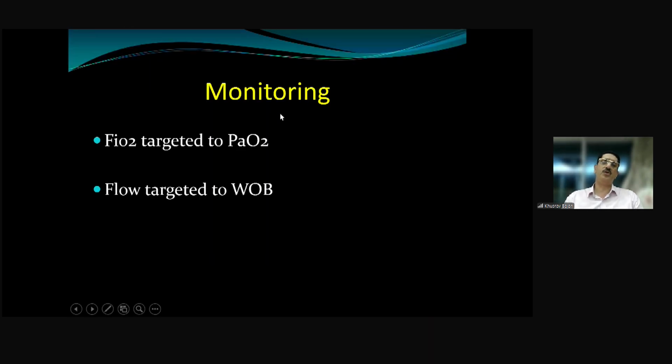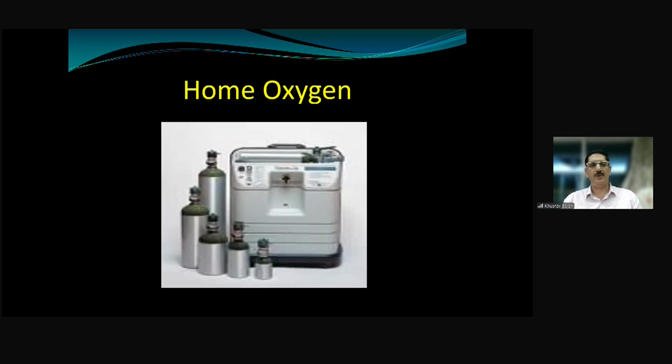So what does an HFNO do? It is an FiO2 which will be targeted to the PaO2 of the patient. Lower the PaO2, we will set it to 60, 80 and maybe more. And the work of breathing is targeted towards the flow. So if the work of breathing is high, the CO2 is high, I might increase the flow. If the CO2 is normal and the work of breathing is okay, I might even use 40 or 30 liters per minute of flow. So usually we start off with 0.6 FiO2 and 60 liters of flow for the work of breathing, and then we can titrate it up or down.